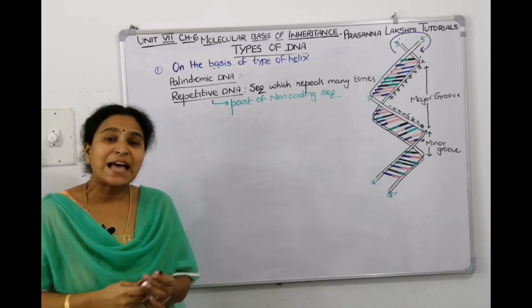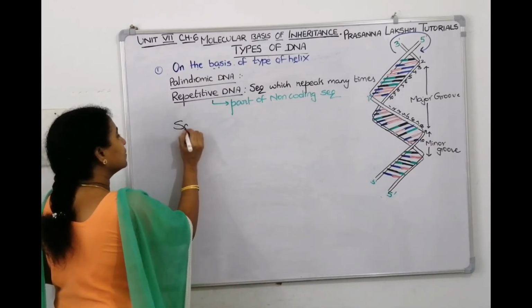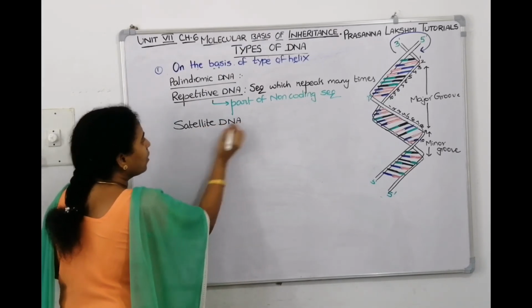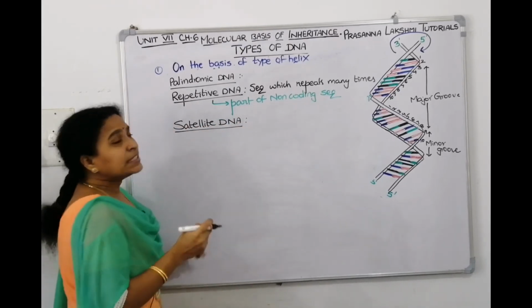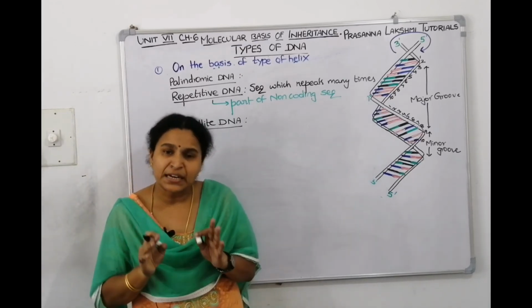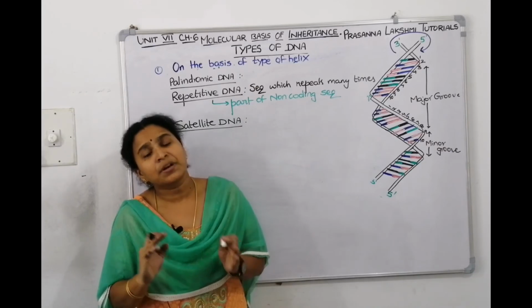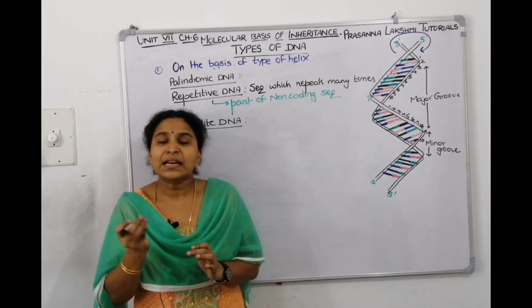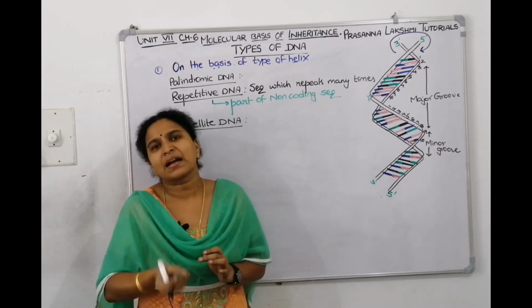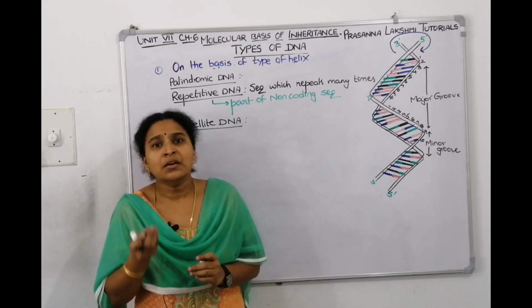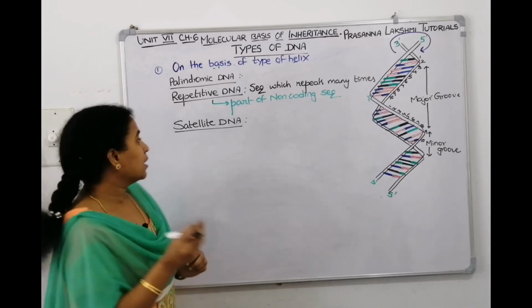Then the last one is satellite DNA. Children, what is satellite DNA? Satellite DNA also has repeated sequences, but when you separate it during density gradient centrifugation, it separates as a small peak, appearing like a satellite. So it is a highly repetitive DNA which forms a separate peak during centrifugation.